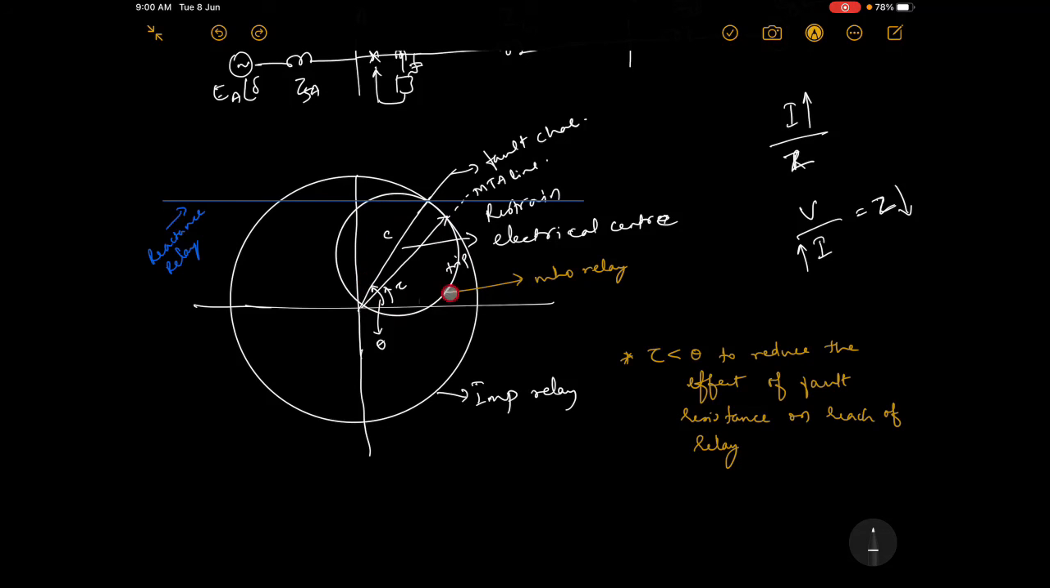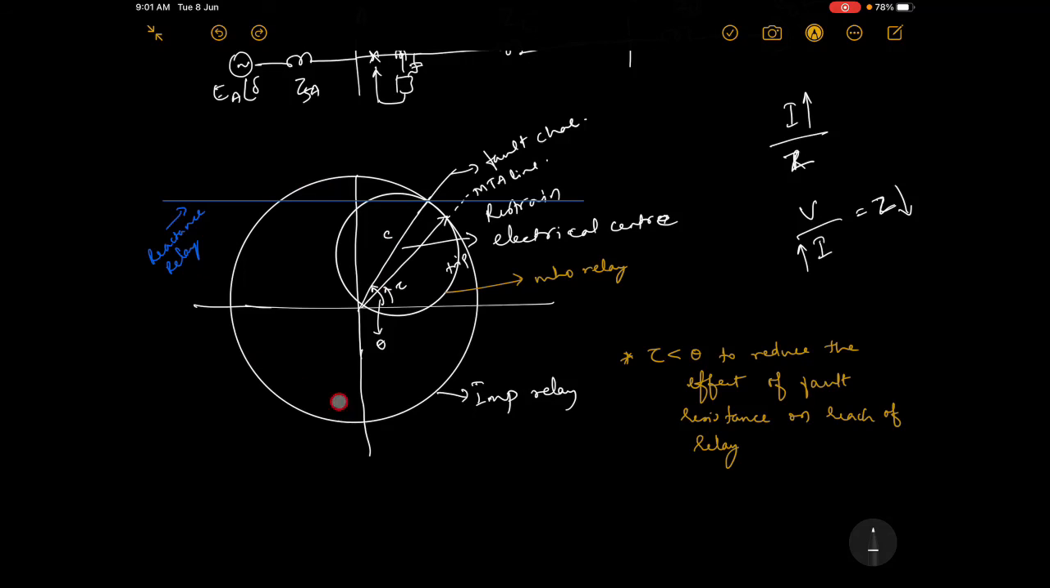Why? Because it covers less area. You can see the circle is very small compared to the impedance relay, so it is less affected by the power swing. A long transmission line has more impedance, and when there is more impedance, it is less affected by the power swing. The power swing line you would have seen like this. Since it covers less area, it is more immune to power swings.